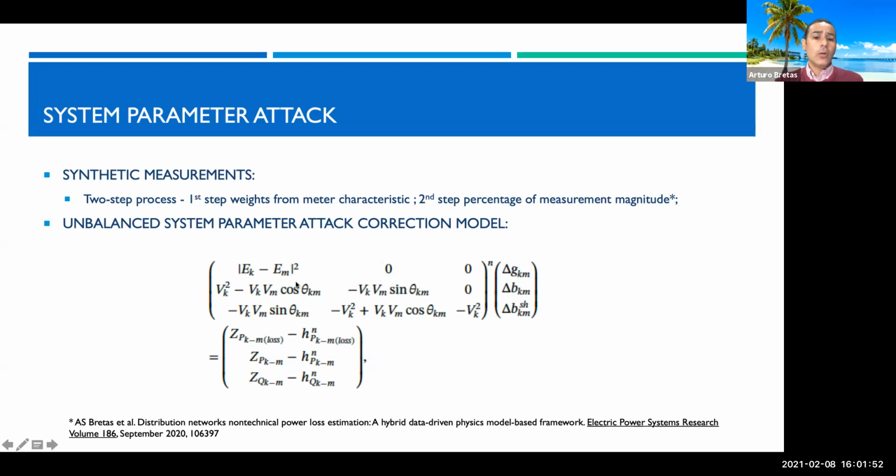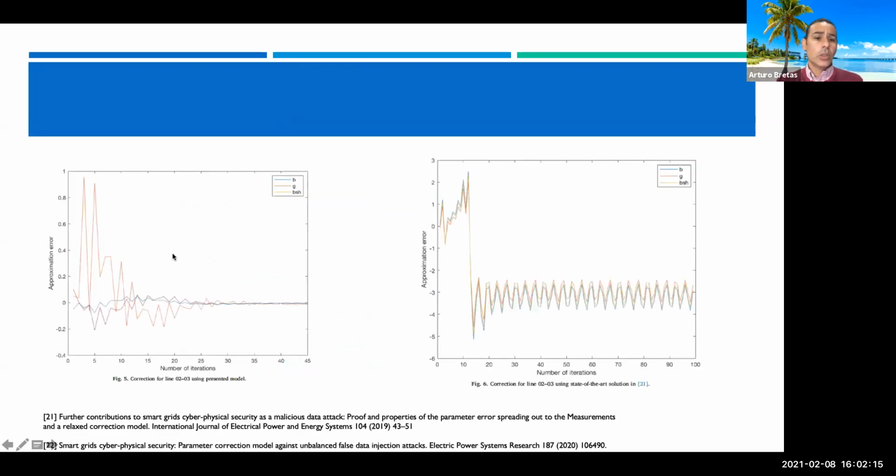So we proposed a model that was initially a determined model, and then we proposed an over-determined model that is still an iterative process, but that would allow the correction of the attack in the parameter. This was just recently published, and we compared it with the previous solution, which considered the attacks equal in percentage on every parameter.